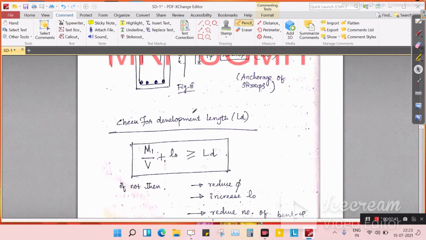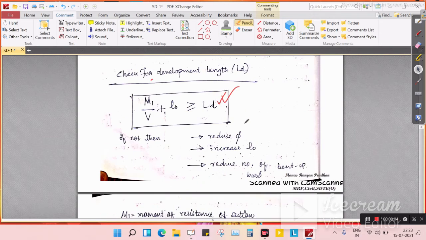So for any development length problem, our M1 by V plus L0 should be greater than or equal to LD. M1 is the moment of resistance, V is the shear force, and L0 is the anchorage length, which should be greater than or equal to development length. If this does not satisfy, then we have to increase anchorage length and reduce the number of bent top bars. This condition should be satisfied.